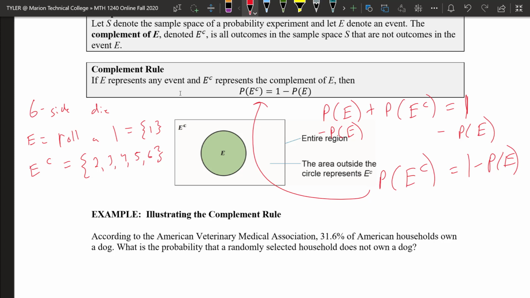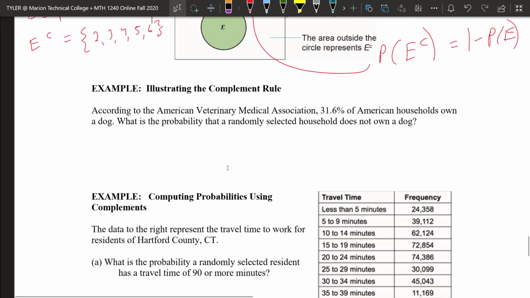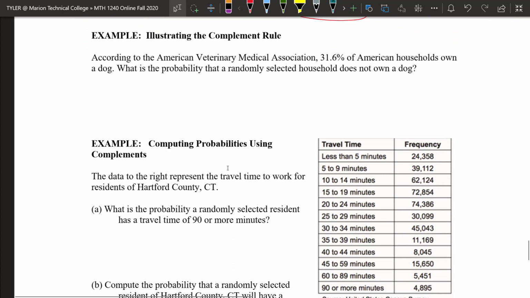Right? So this is just a diagram showing you. The green circle is E, and then everything outside of the circle would be E complement. Those would be all the things that are in the sample space, but not in E. So we got two examples around this.